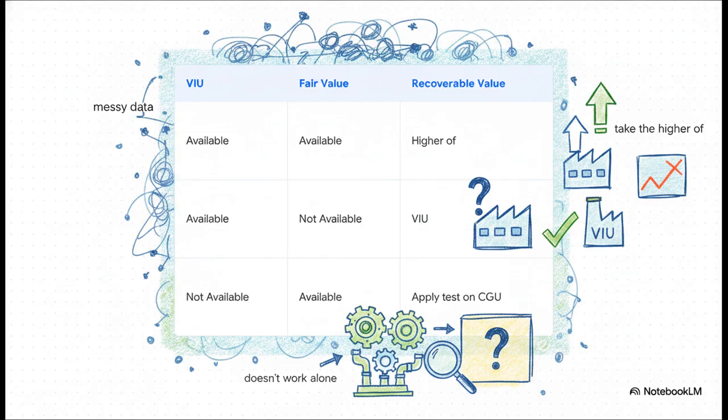If you have both the value in use and the fair value, awesome, just take the higher of the two. But what if there isn't an active market to sell the thing? Then you only have value in use, and that becomes your recoverable amount. And if you only have fair value because you can't accurately predict the cash flows of that specific asset alone, maybe because it doesn't work by itself, then you actually can't test it individually. You have to step up and apply the test to a larger cash-generating unit, which we'll define in just a second.